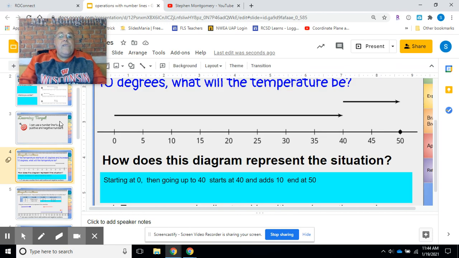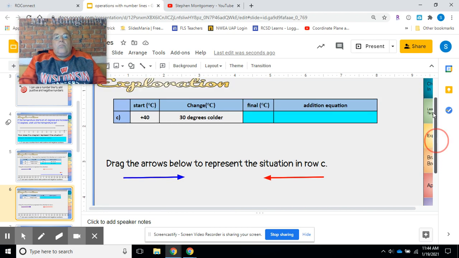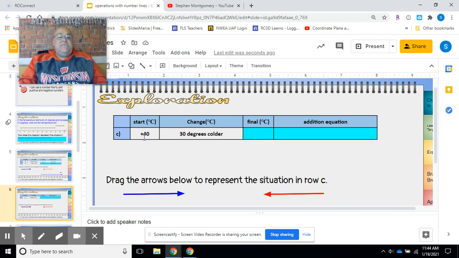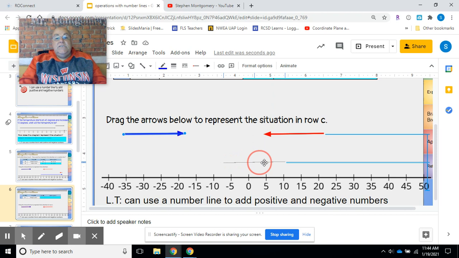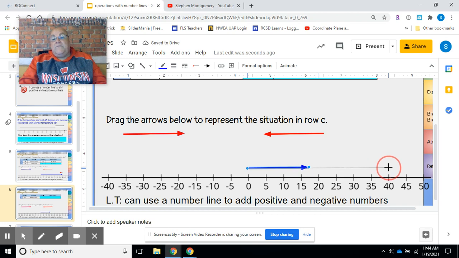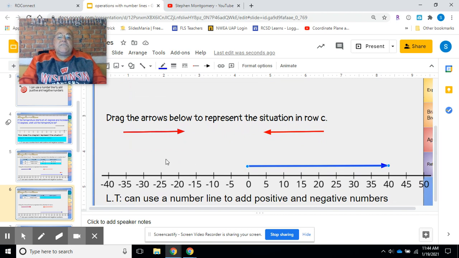So let's take a look at slide number, oh, that was 5. Slide number 6 for row C. Row C says 40 degrees is what it is at starting. So that means it's positive 40 degrees. So I'm going to need to use a blue arrow, and I'm going to have to take it all the way out to positive 40. Now, according to this, it gets 30 degrees colder. Since it's colder, I've got to go back to the left because colder is towards the negative numbers. So I'm going to bring a red arrow down. And again, it's going to start at the end of the first arrow that we made. But now we've got to go 30 units.